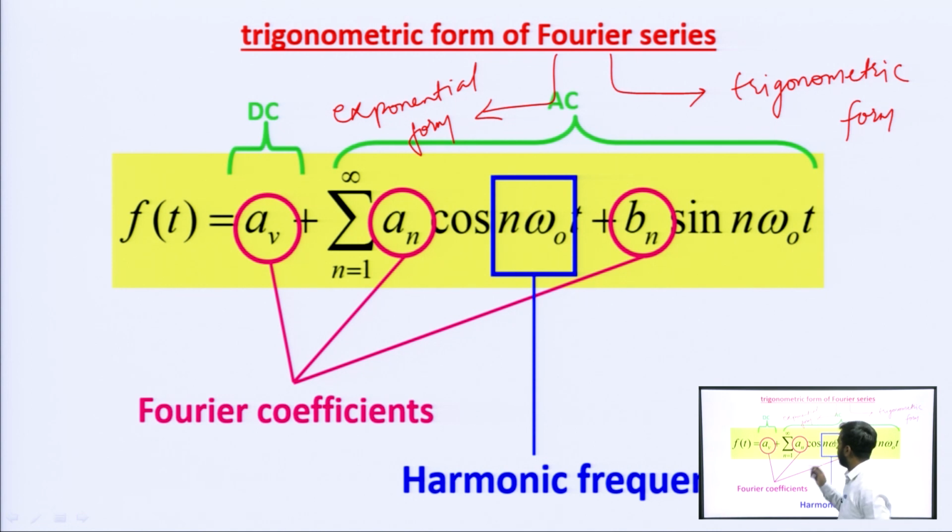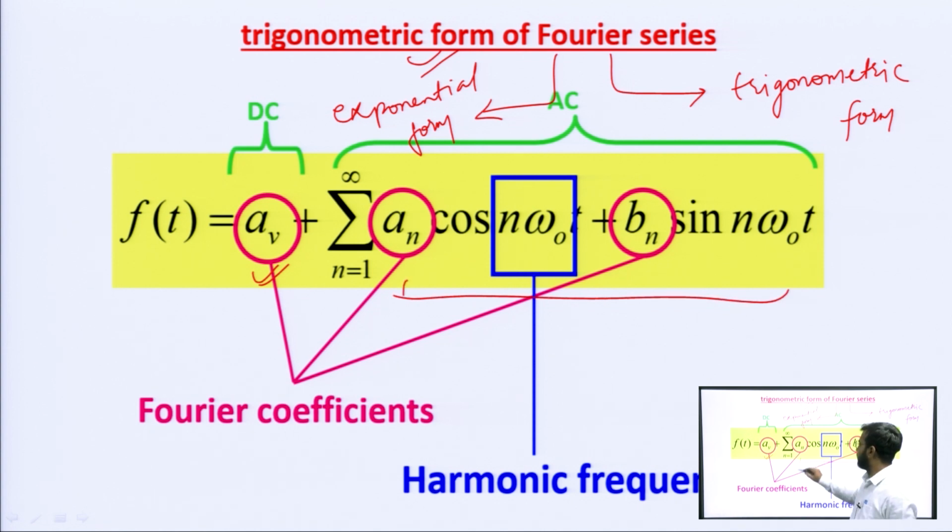Okay. So basically here we are seeing the trigonometric form. In the trigonometric form, there are two quantities. One is the average value, which is the representation of the DC signal. Then there are the different Fourier coefficients, and this is the harmonic frequency. If you put n equal to 1, it will be the fundamental value. If n is equal to 2, it will be the second harmonic, then n equal to 3, the third harmonic.